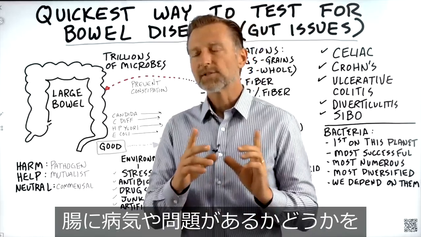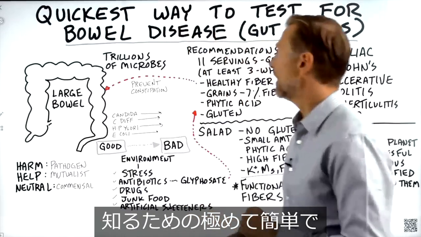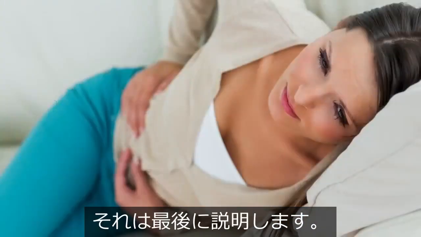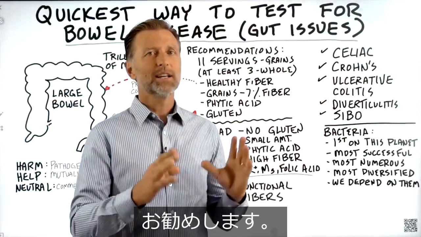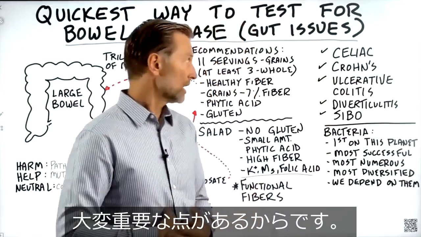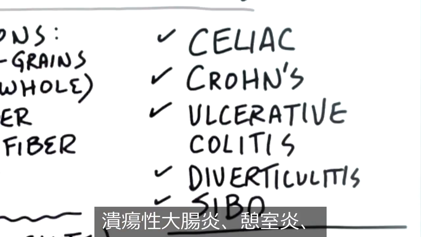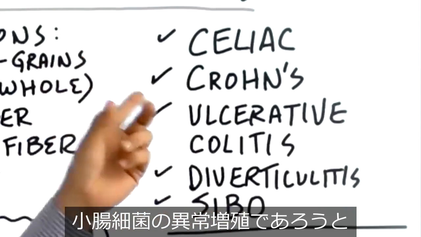Now, there is a super simple, very quick test that you can do to figure out if you have bowel disease or gut issues, okay? Which I'm going to explain at the end. You can fast forward if you want, but I recommend that you just hear me out because I have some very important points related to your gut, whether you have celiac, Crohn's, ulcerative colitis, diverticulitis, small intestinal bacterial overgrowth.